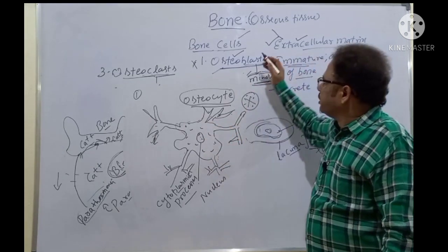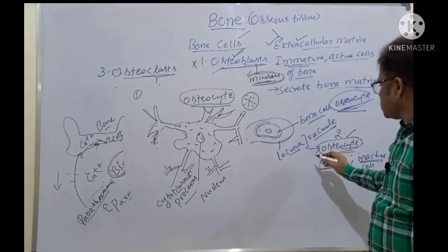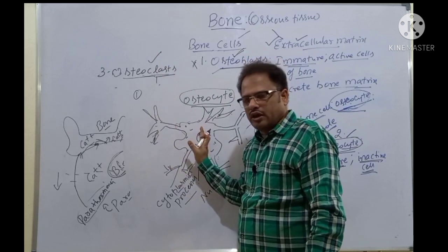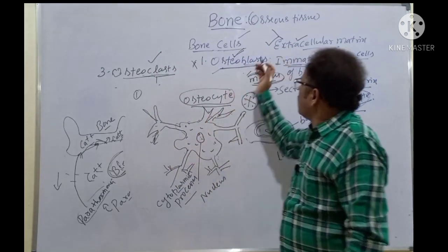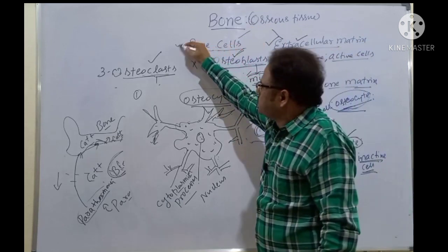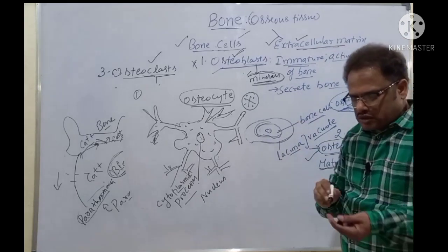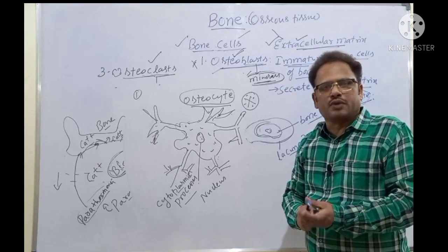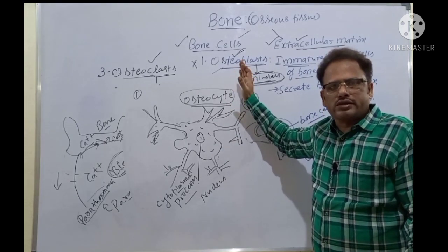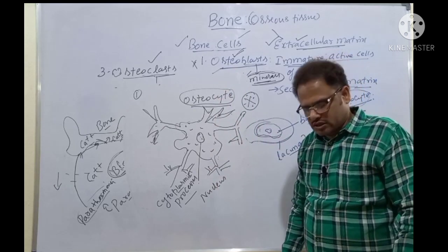Clear, students? So till now we have been discussing the osteoblasts, followed by osteocytes, followed by osteoclasts. And this is the structure of the osteocyte. So I told you that the osseous tissue, bone, contains the bone cells. This one is finished now. Now let's discuss the extracellular matrix. What is extracellular matrix? The fluid substance present between the intercellular or extracellular spaces is called the extracellular matrix. What is the composition of this extracellular matrix? Let's discuss now.